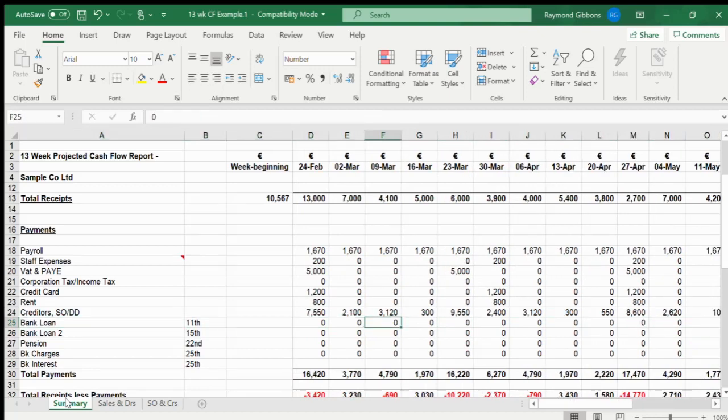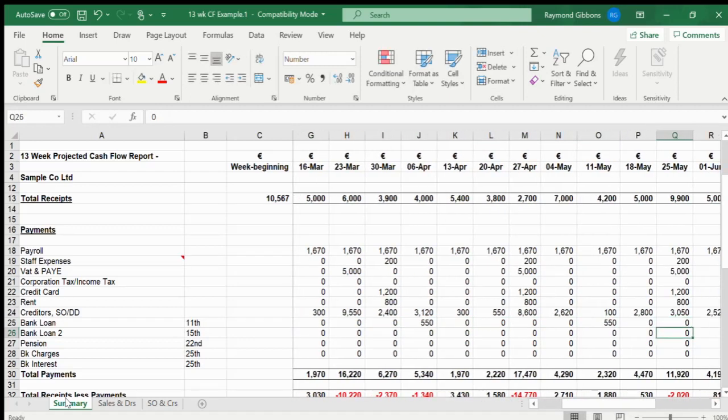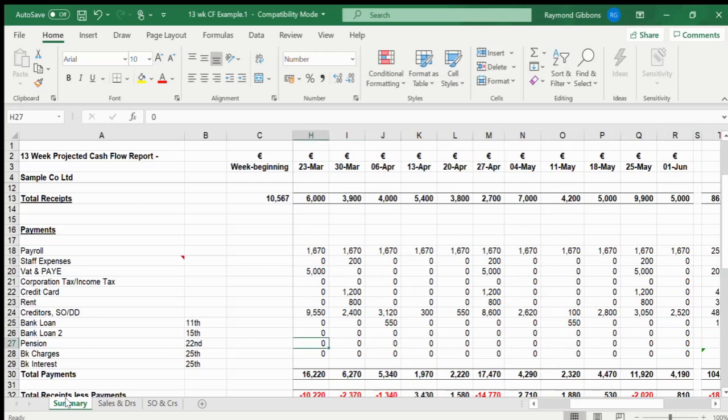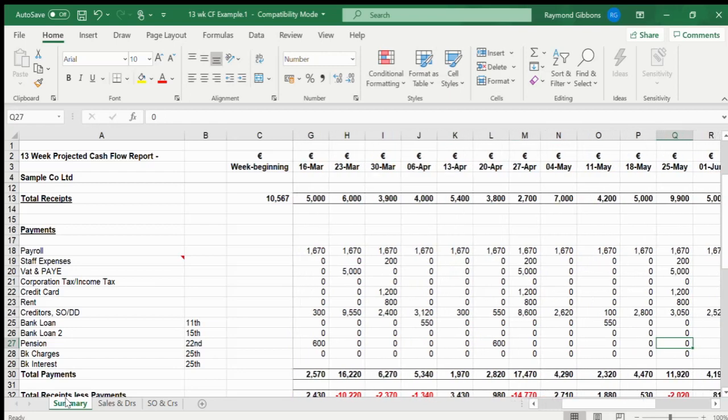There's a couple of more things to fill in here. Sample Company on the 11th of every month pay a loan of €550, so we need to enter these figures here. There's going to be 3 payments going out, as you can see. Then Sample Company make pension payments of €600 a month on the 22nd. So we go to the week beginning the 16th of March here and we enter the €600, and then the week beginning the 20th of April and so on.